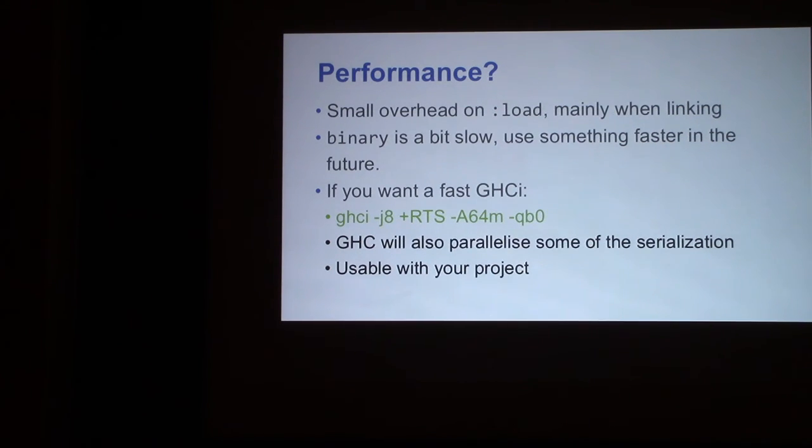One tip, if you want a really fast GHCi, is you can start GHCi with -A8m or a big heap size, and that really speeds things up a lot. I thoroughly recommend that. We're also parallelizing some of the serialization that happens over this pipe, and that helps performance quite a lot.